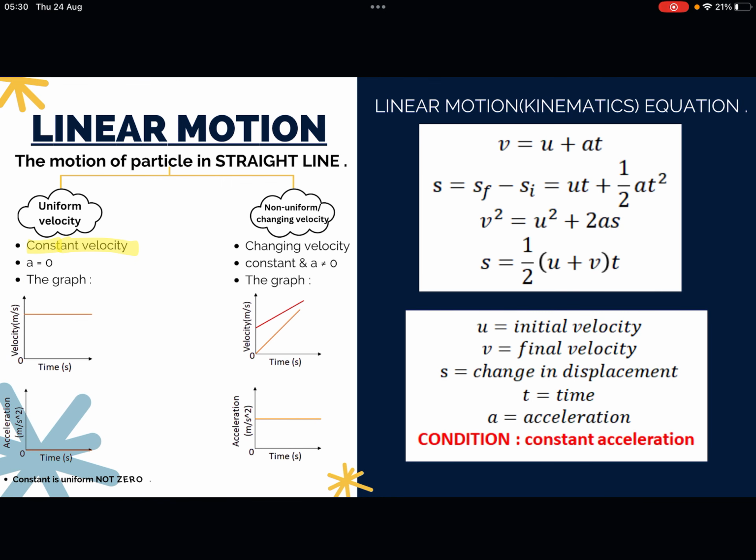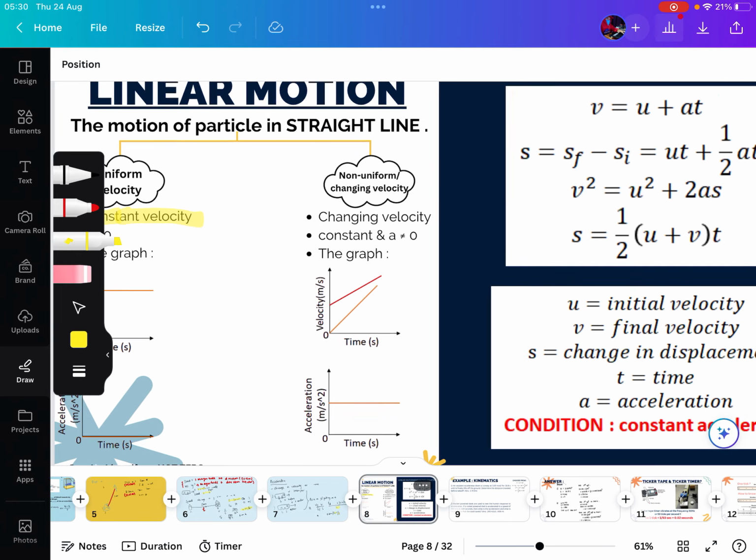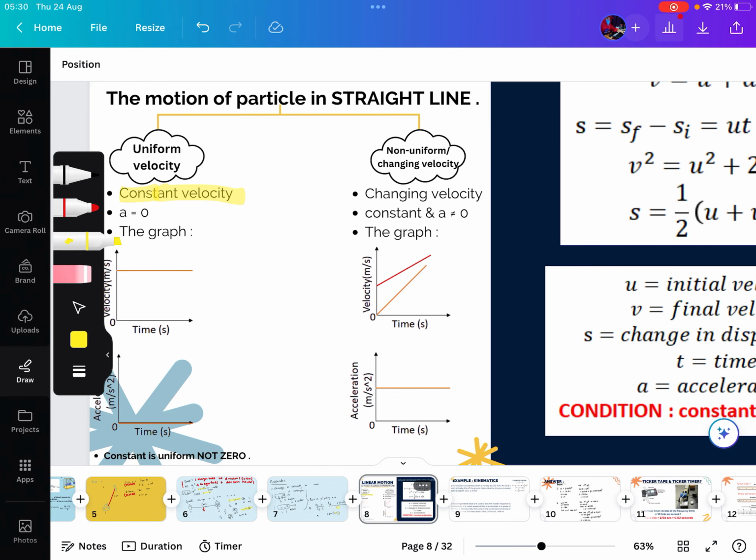So linear motion is actually when a particle moves in a straight line. It can be uniform or non-uniform. Non-uniform means the velocity changes, which means the acceleration is not zero. There is acceleration, like in our previous case just now. When we are talking about uniform velocity, the velocity is constant, which means along the way the velocity doesn't change. The definition for constant is that it doesn't change. So when the velocity doesn't change, it has no acceleration. It is not accelerating. Can you catch that?